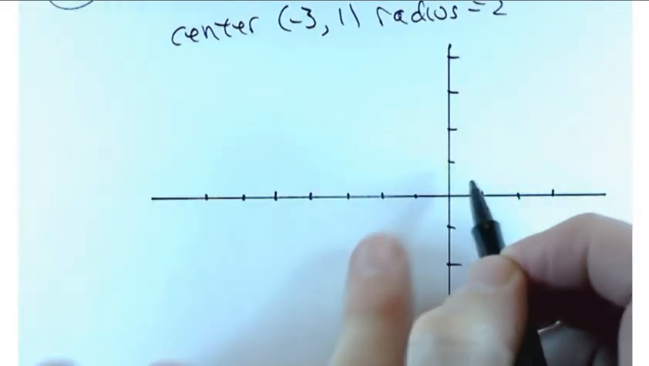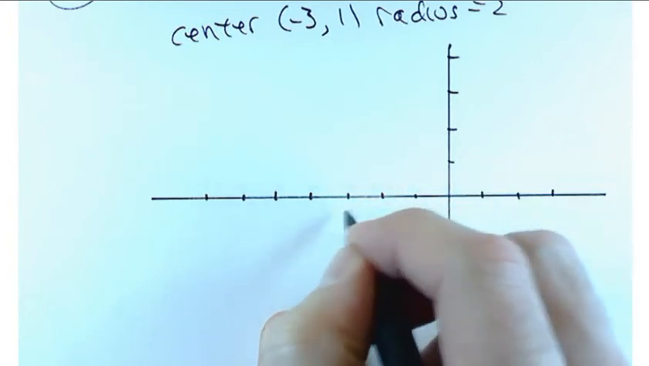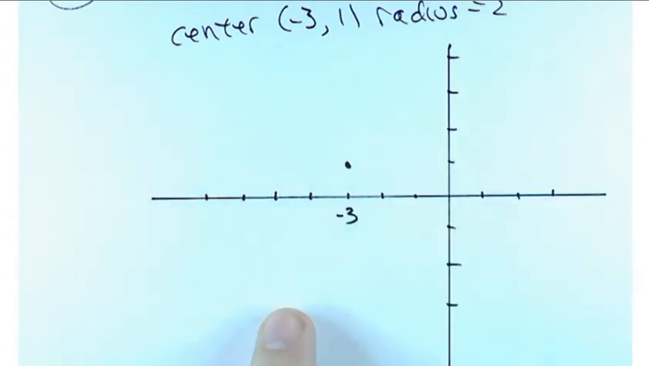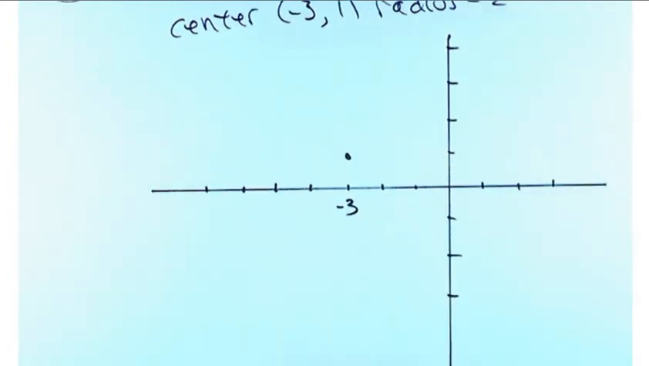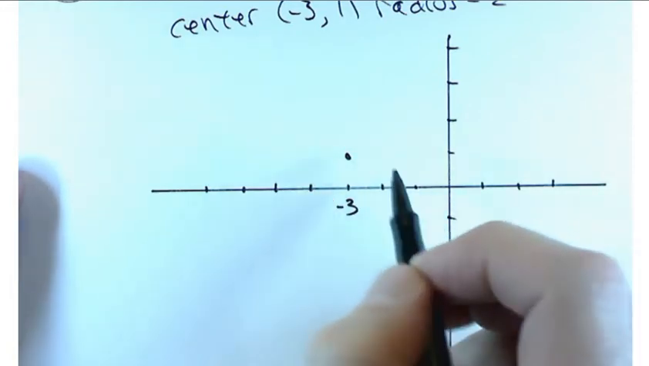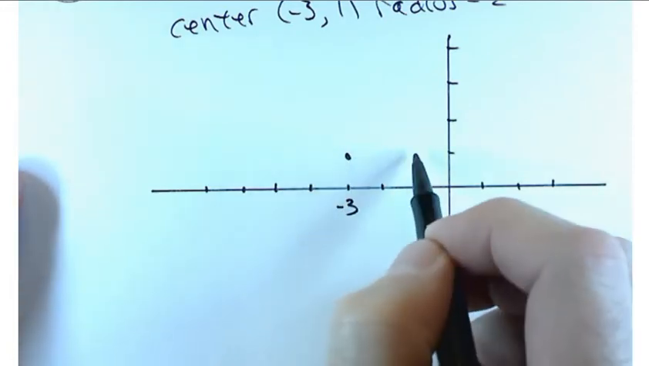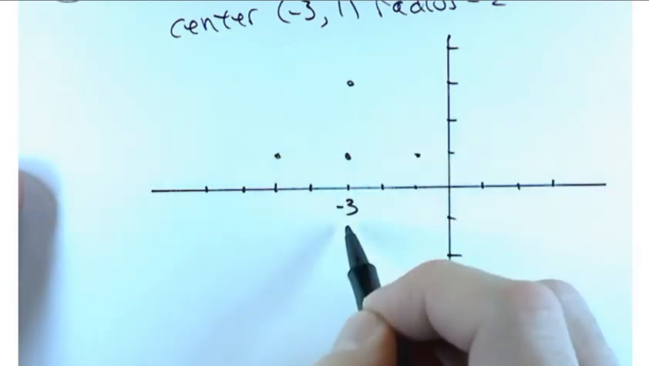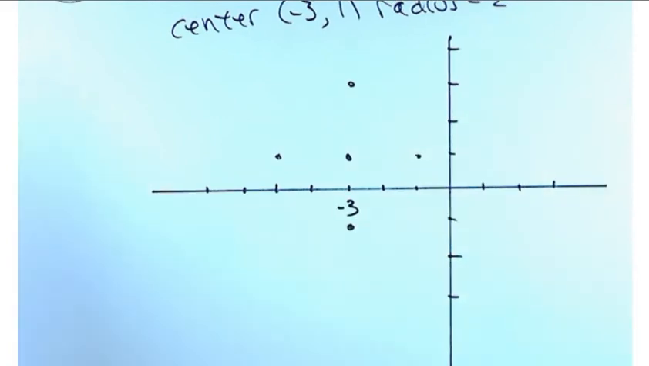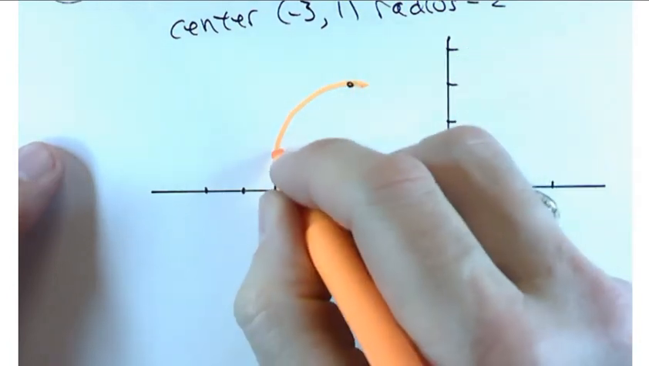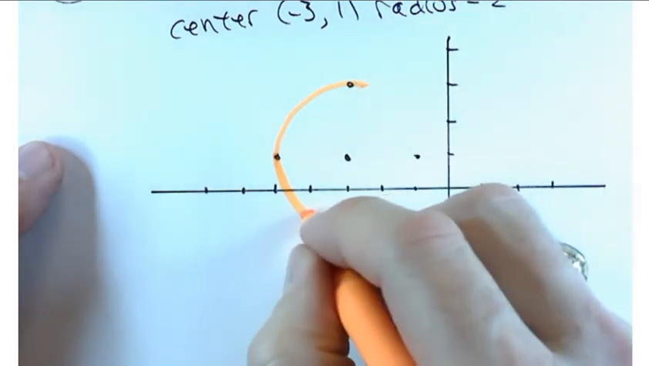Okay, so -3, 1, 2, 3, and 1 is our center. And when you're graphing these things, what I would suggest is that you plot what I call the points of the compass. I'll move to the east 2, to the west 2, north 2, and south 2. So that kind of frames your circle. And then as best you can, try and draw a smooth circle through those points.